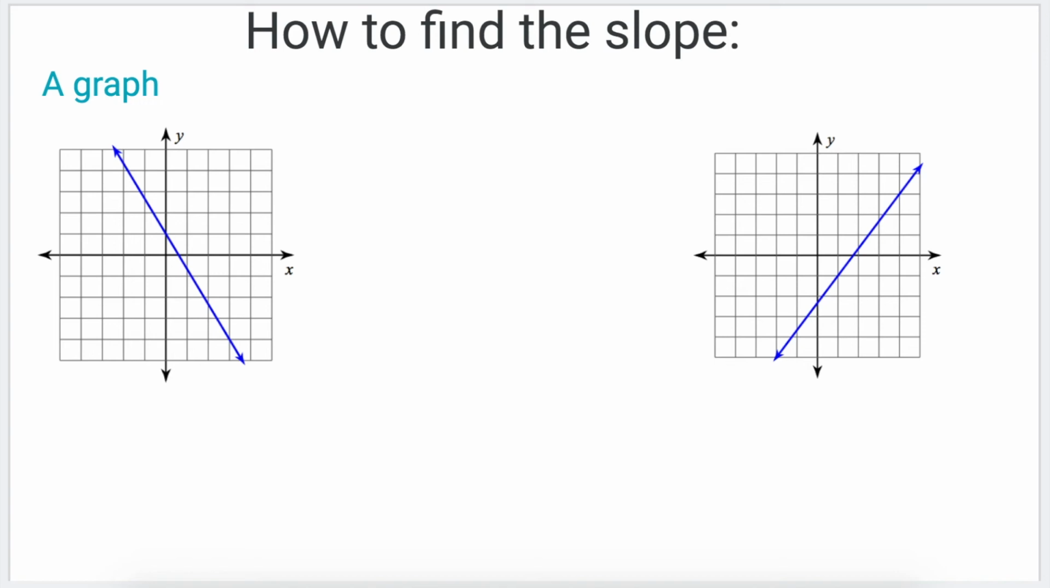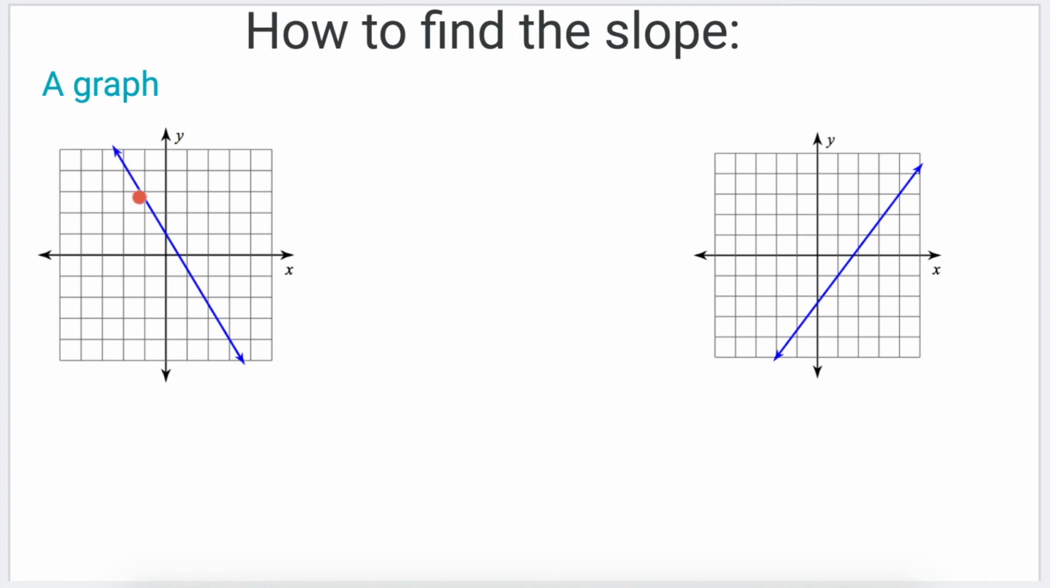In these 2 examples, they're slightly different from the 2 graphs that we saw before. In these 2 graphs, we can see that we don't have the points already indicated. So we have to actually do a little bit more work in these 2 examples. We have to figure out 2 points on this line. Those 2 points have to be easy for us to identify the x and the y value.